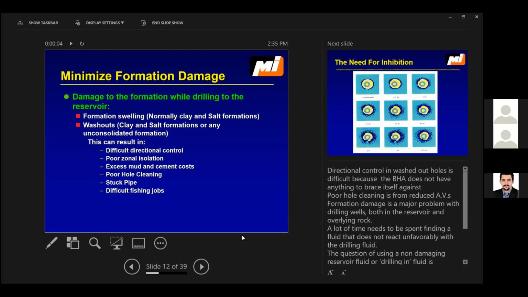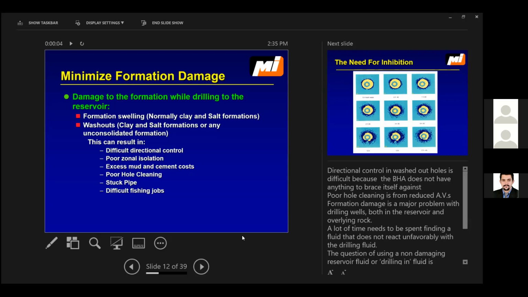And let us go with the reasons. As we said before, formation swelling, the clay and soil formations, washouts, and this can result in difficult control and poor hole cleaning and all of this.